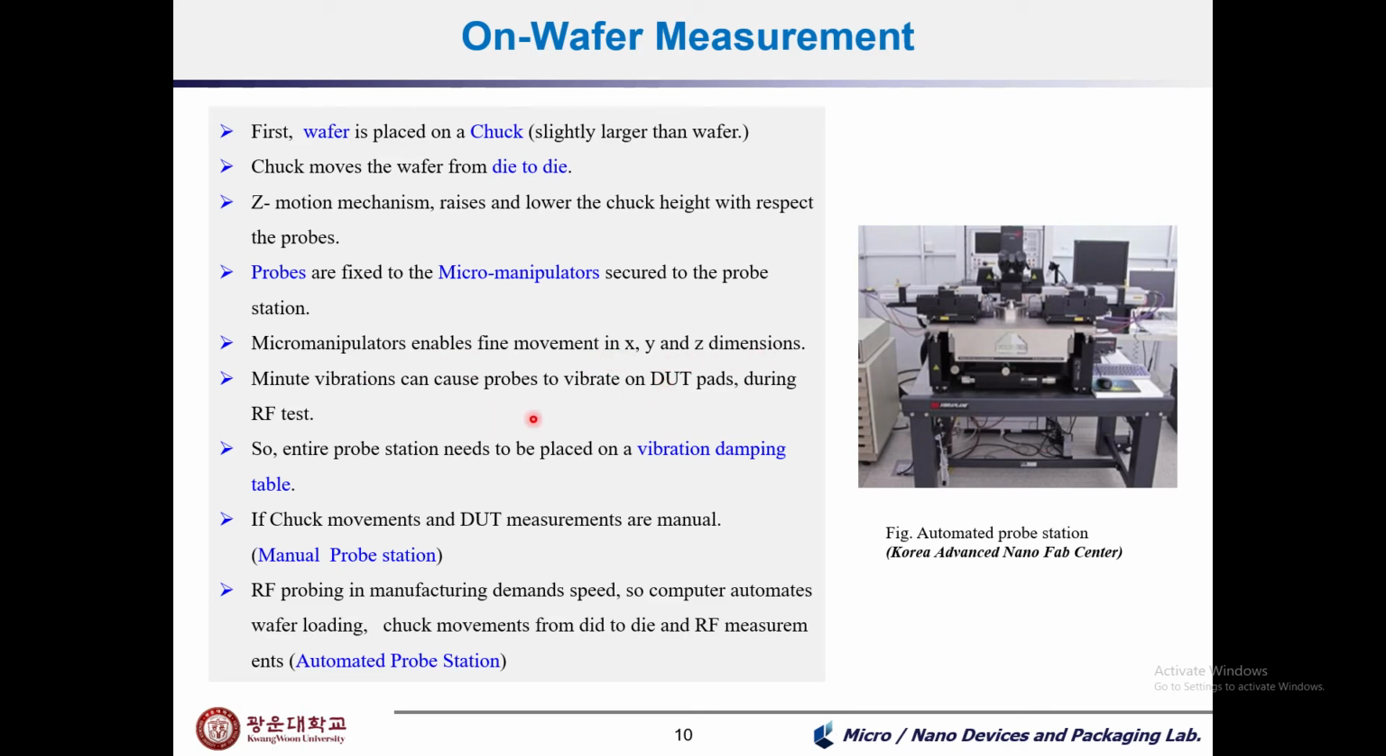Since minute vibration can cause the probe to vibrate on the DUT pads during RF test, in order to minimize external vibration, the entire probe station needs to be placed on a vibration damping table. And as I already mentioned, if the chuck movement and the DUT measurements are manual, then it is the manual probe station. If the chuck movement and the DUT measurements are automated using computer automation systems, then this is the automated probe station.